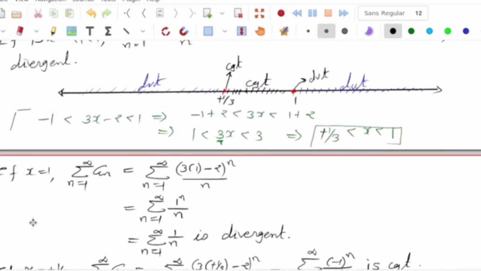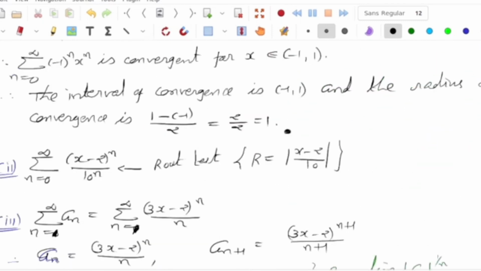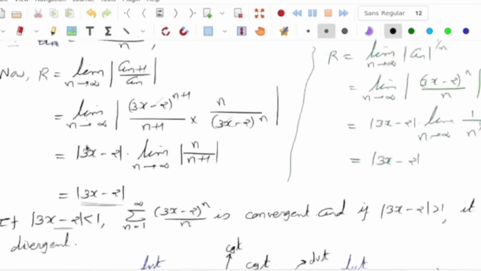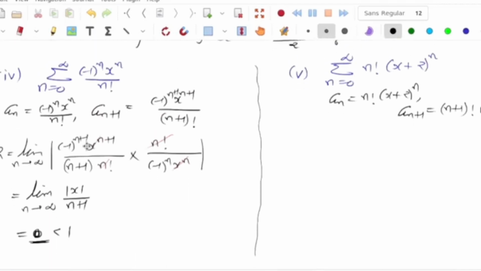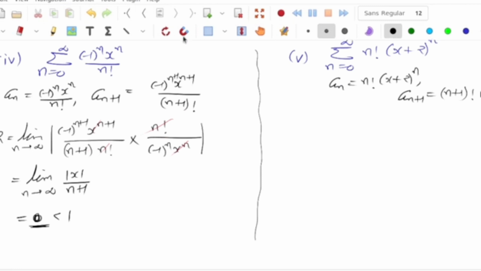See, in these two examples what happened? The limit depends on x. The answer depends on x. In this example also, the limit depends on x. Right. But here there is no x. That means you can choose any value of x. If you look at the real line, for any value of x you can choose, r is always less than 1.